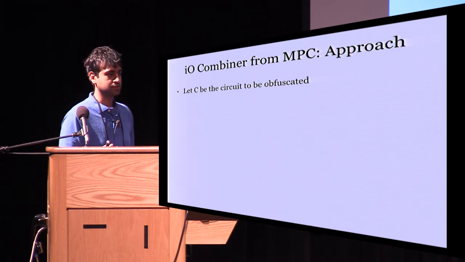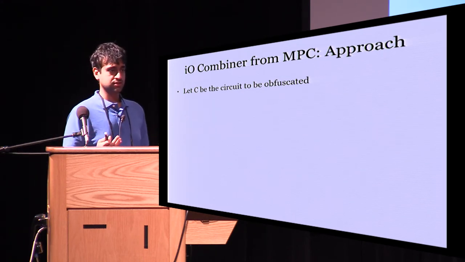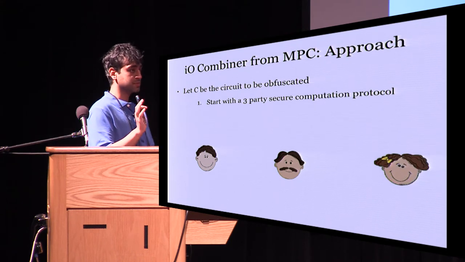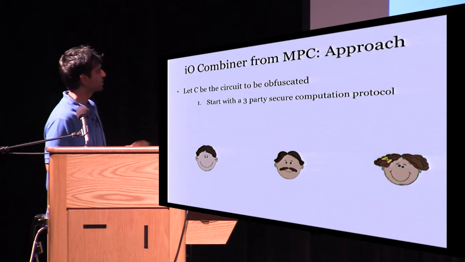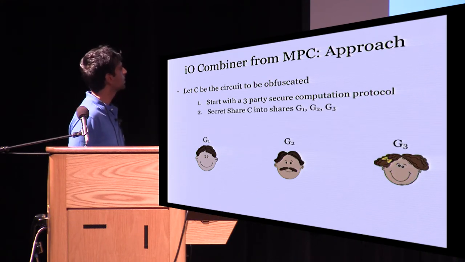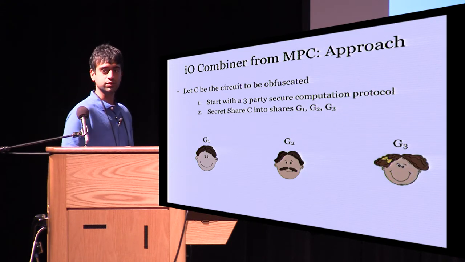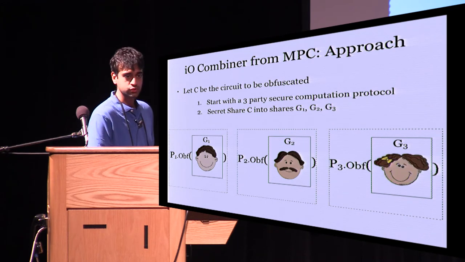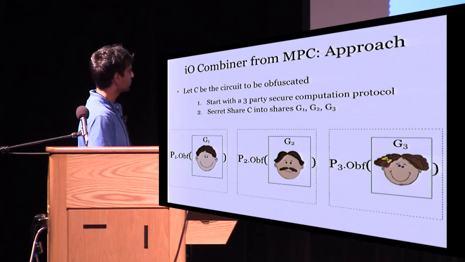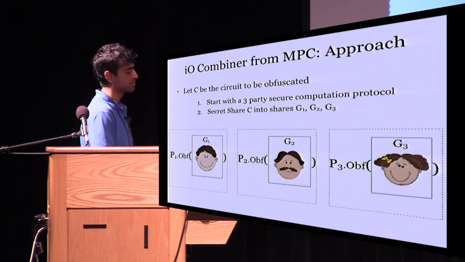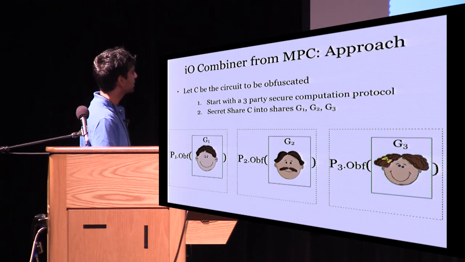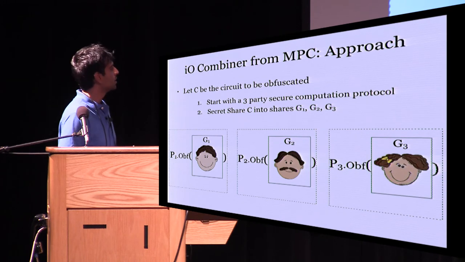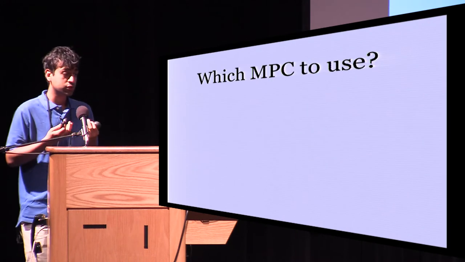So with this, let's see how to build IO combiners starting from an MPC protocol. Suppose C is the circuit that needs to be obfuscated. We are going to start with a three-party secure computation protocol. Note that we are still building an IO combiner for just three candidates. So we have these three parties. You secret share the circuit into three shares, G1, G2, and G3. And then you obfuscate the code of these parties with the shares hardwired inside them using the candidates. For instance, you obfuscate the code of the party with G1 hardwired into it using P1. So this is the high-level approach. The question is which MPC to use and how to actually implement this approach.